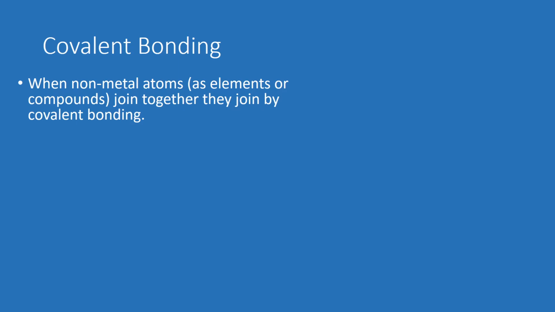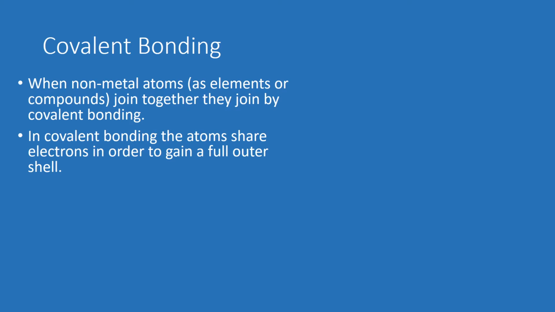Covalent bonding is all about when non-metal atoms join together. So they can join together as two elements, so you could have two oxygen atoms joining together, or two hydrogen atoms, both of which are non-metals, or you could have two different elements joining together, like hydrogen and chlorine, or hydrogen and fluorine, and these of course are forming compounds at this point, but the bonds that are holding those compounds together, or those elements together, are covalent in their nature.